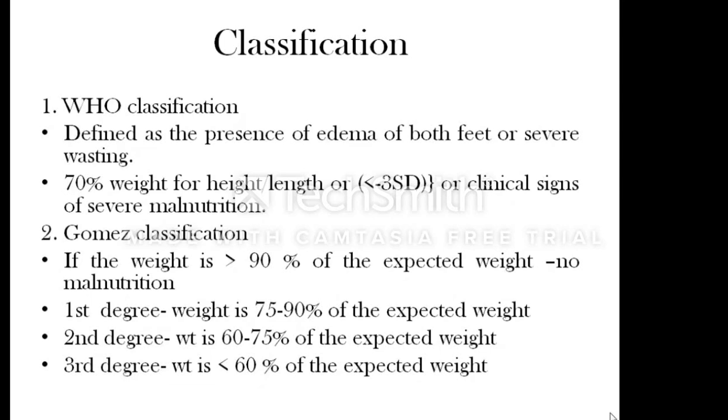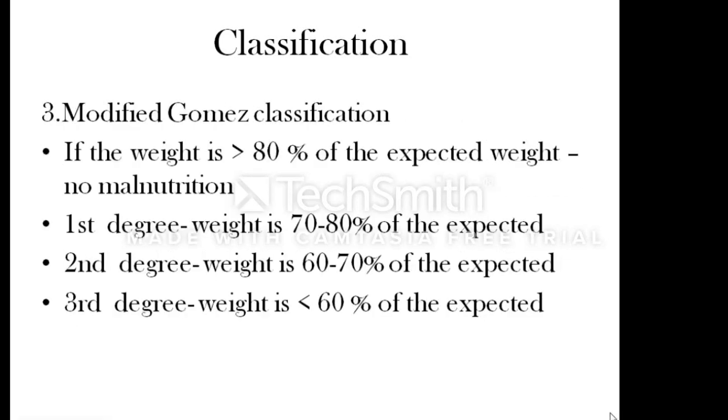So Gomez is a rough estimation, and it doesn't consider height, so weight for height is probably superior to this Gomez type. The modified Gomez is if weight is greater than 80% of the expected. So they have modified it by lowering the upper limit for no malnutrition, so they have allowed for more people to be well nourished. The second degree is only 70 to 80%. So it's just the figures that have been changed.